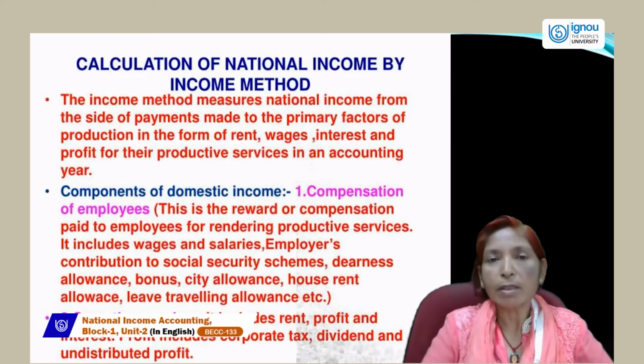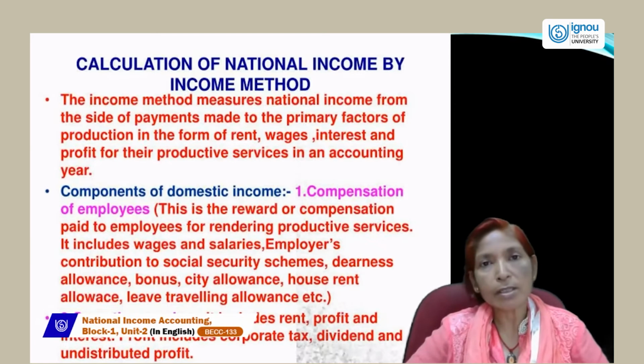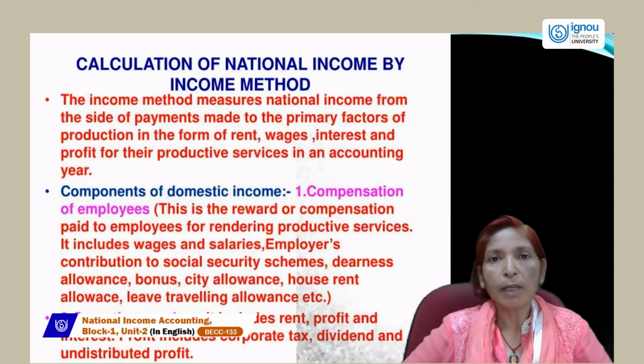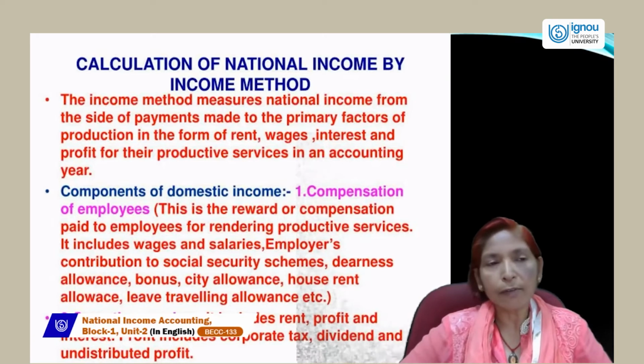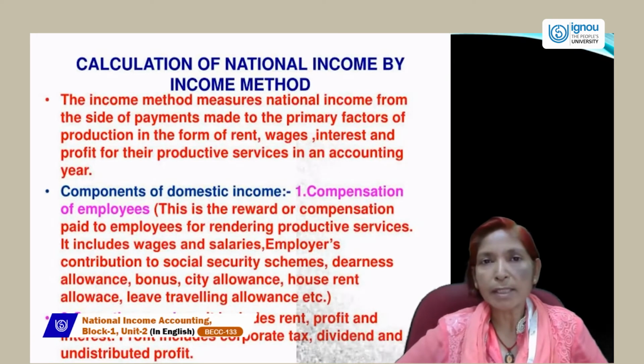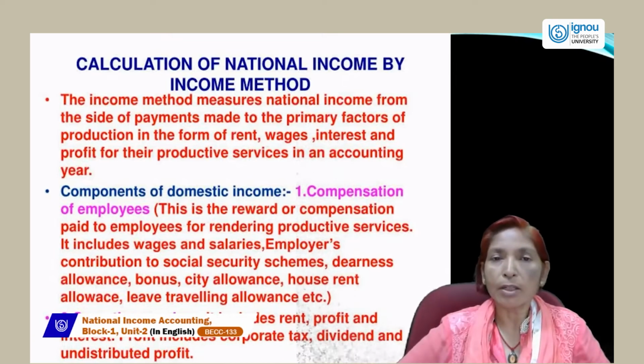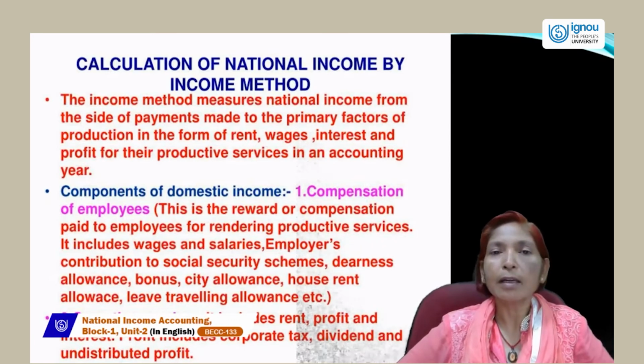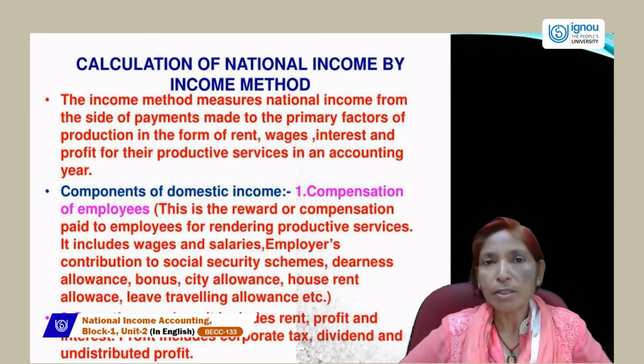For example, doctor's income, lawyer's income, teacher's income, any professional's income is known as mixed income because they can take income from multiple sources like primary sector, secondary sector. If we are getting income from the primary sector, simultaneously we are getting income from the secondary sector and tertiary sector. If a person is earning income from all these sectors, then we get mixed income.